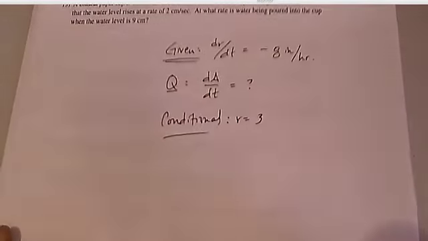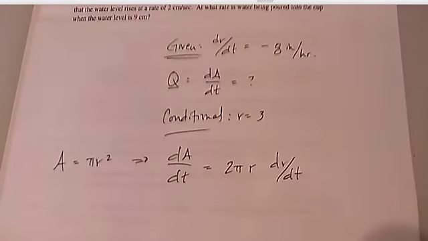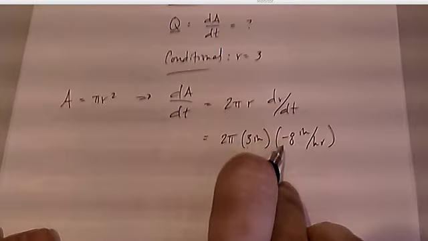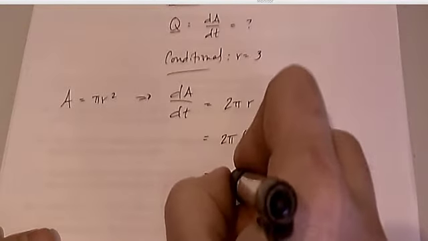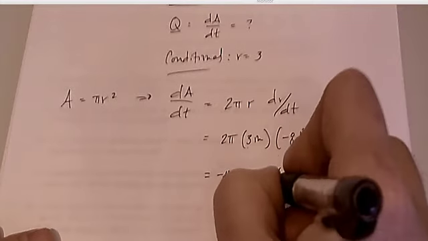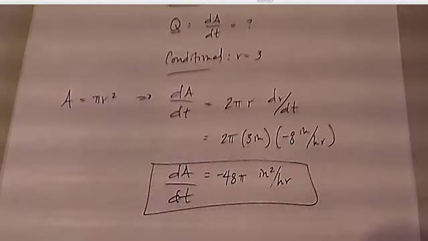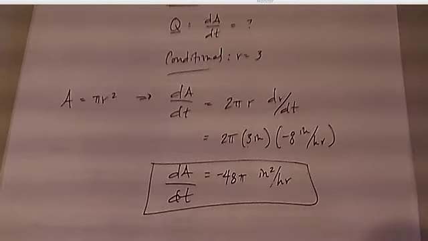And it is exactly the same thing. A is equal to pi r squared becomes dA dt is equal to 2 pi r dr dt. 2 pi times 3 inches and then negative 8 inches per hour. That winds up being 2 times 3, which is 6, times negative 8, which is negative 48. That's negative 48 pi inches squared per hour. And that is the rate at which it decreases. Same exact thing, just in the opposite direction.